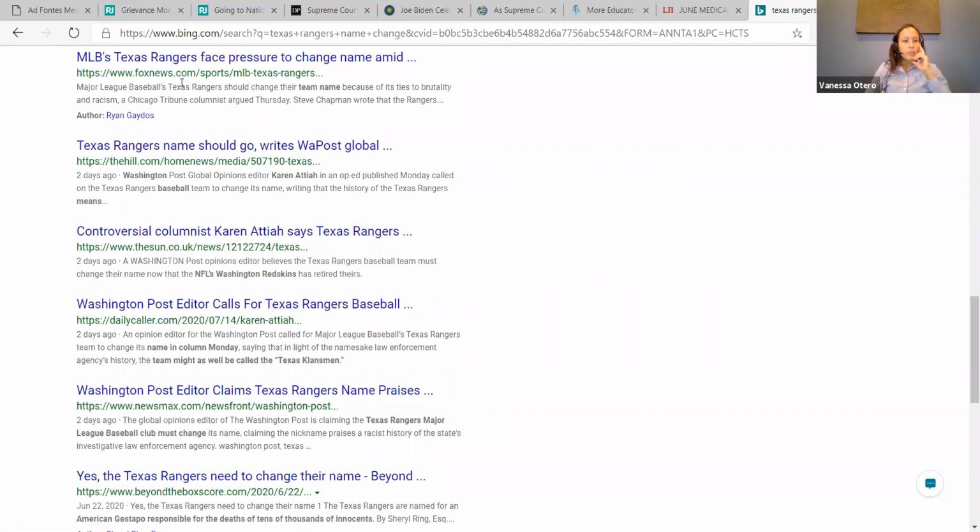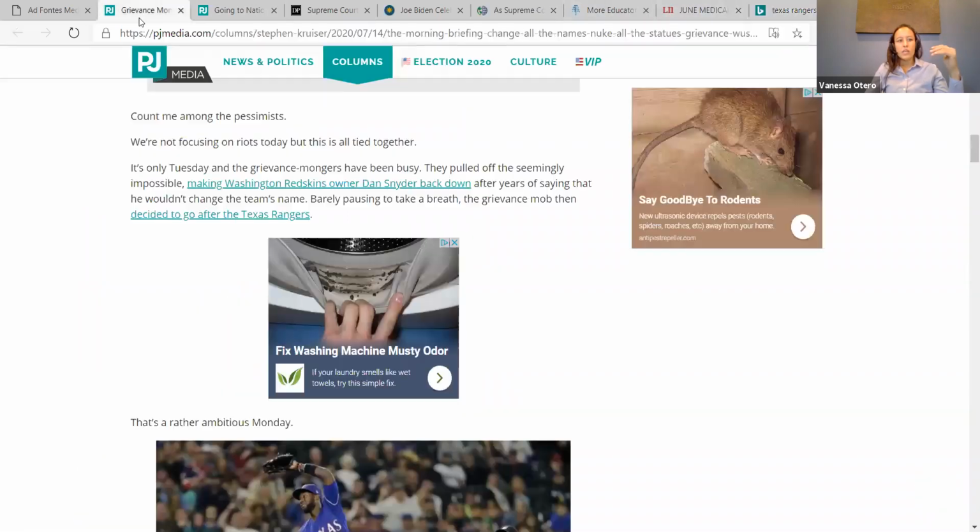So Fox News, The Hill, The Sun, these all seem to be about a Washington Post columnist saying that the Texas Rangers should change their name. So we just wanted to see what this was all about and cross-reference, because you might not know by reading this if it was a true assertion that going after the Texas Rangers is a real thing. Okay. All right. So good points all on this.